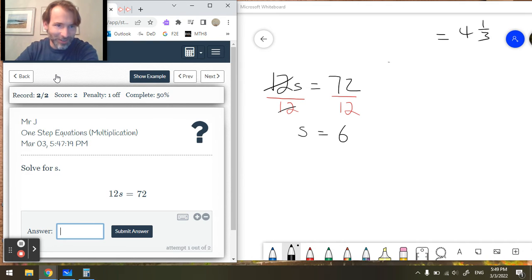So let's take a look at another problem. 12 is equal to negative 4 times some number.